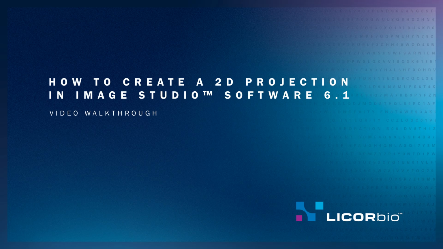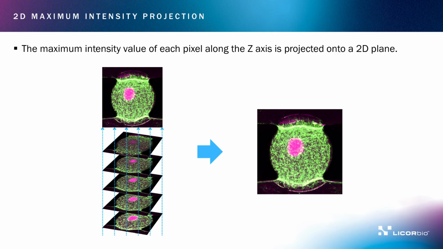I'm going to show you how to do a 2D intensity projection in Image Studio. With a 2D projection, you will get a good representation of your 3D sample in the simplicity of a 2D image. For each method, maximum, median, mean, or minimum, the corresponding intensity value is selected from each pixel position across the image stack to generate the projection.